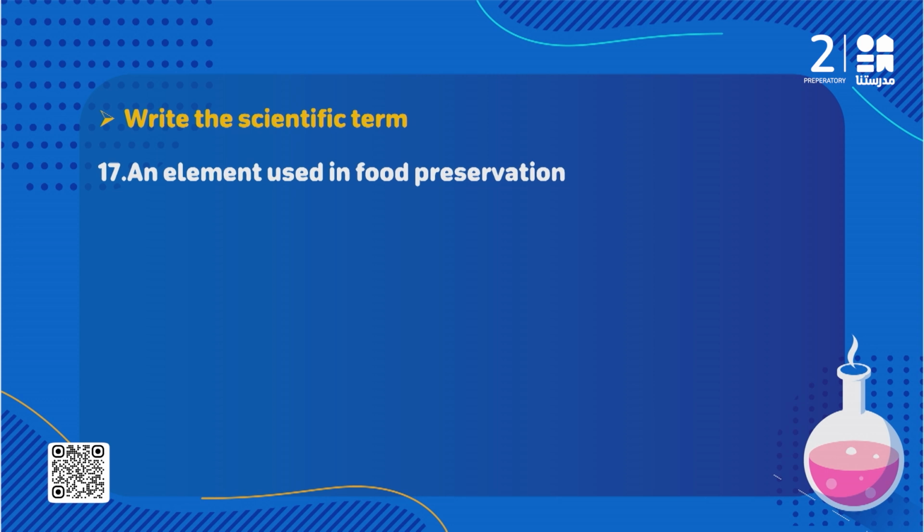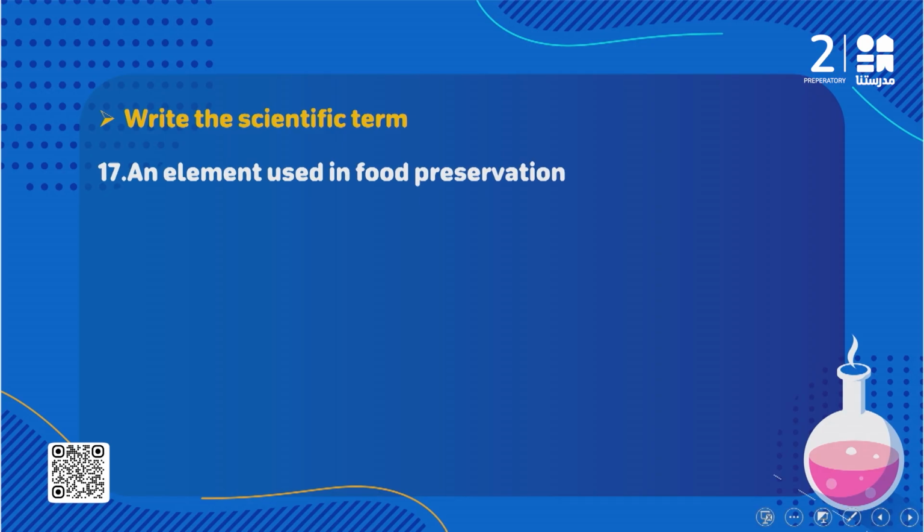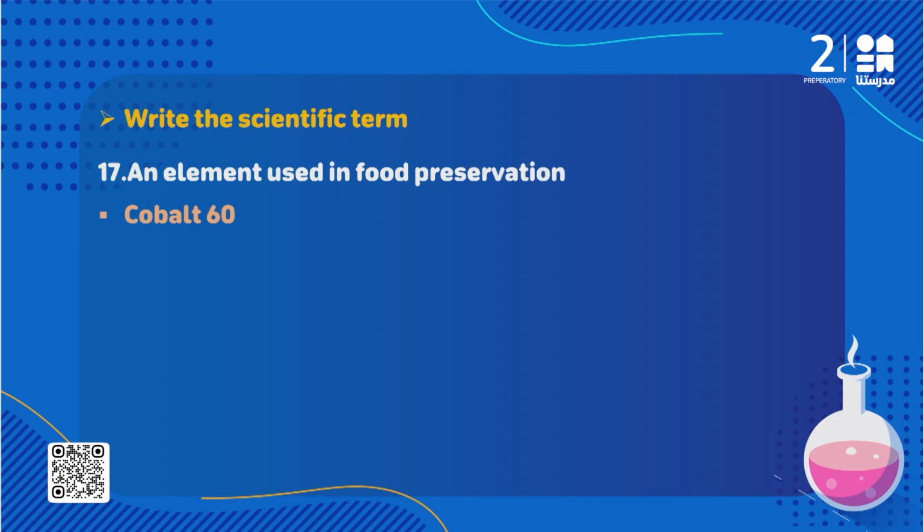Next, an element used in food preservation. Do you remember when we talked about the elements and the uses of some elements in the periodic table? We said we have an element used in food preservation and it's called cobalt 60. We said it's used in food preservation because it emits a type of rays called gamma rays that stop the reproduction of microbes inside the food without any effect on human health. Okay, so the element used in food preservation is called cobalt 60.